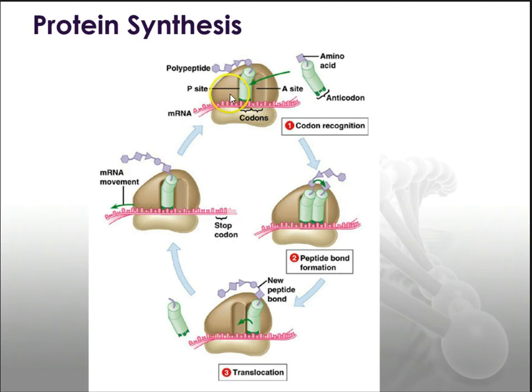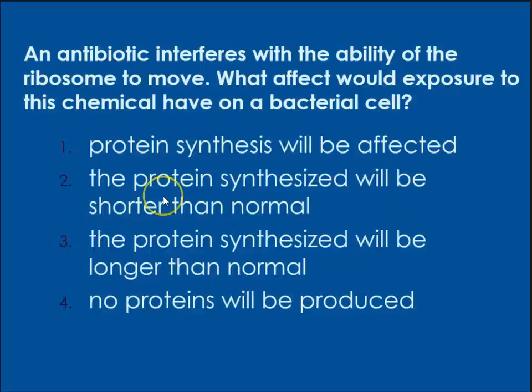This one actually doesn't show the E site. It just shifts over and pops out. But this just gives you the names. Like here's the codon recognition. Then there's the peptide bond formation. Then there's the translocation, which is the moving of the ribosome down the mRNA, and then it goes away. Okay. So an antibiotic interferes with the ability of a ribosome to move.